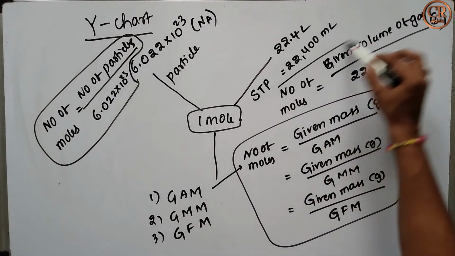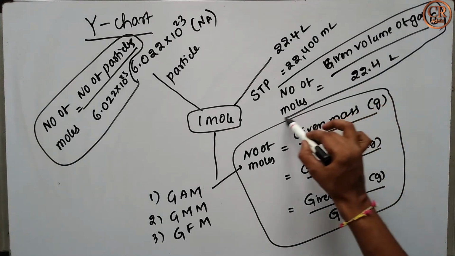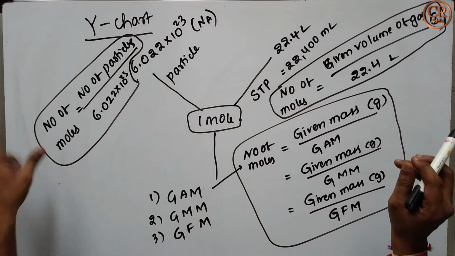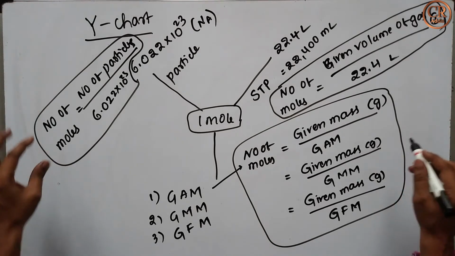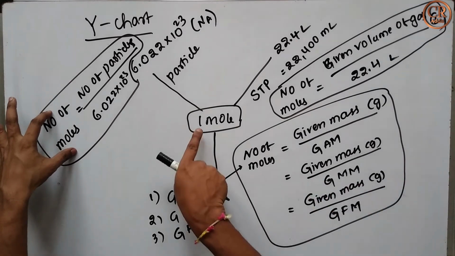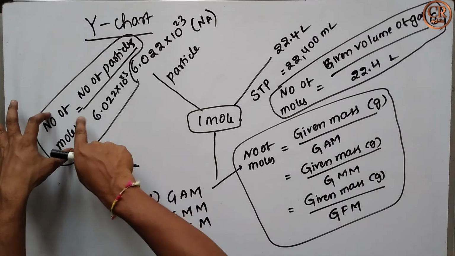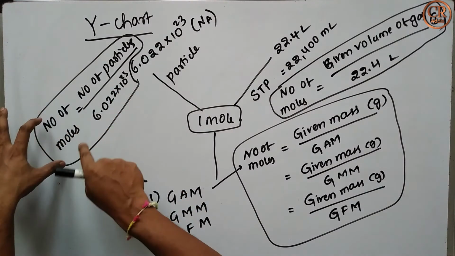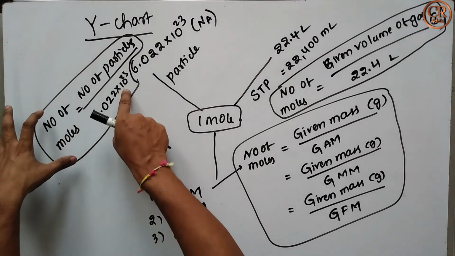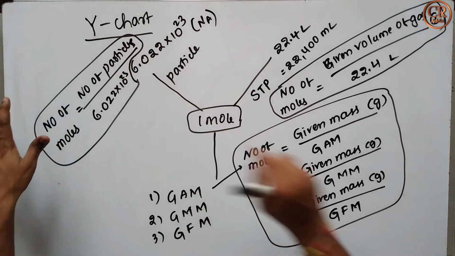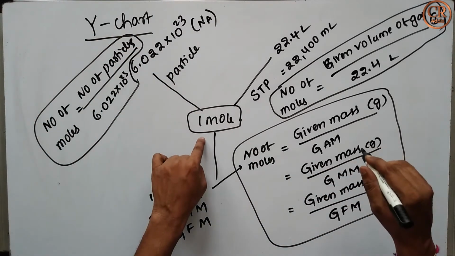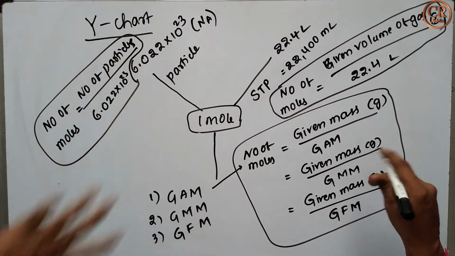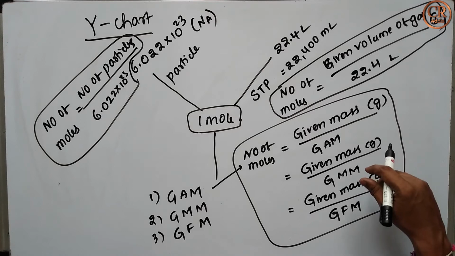This is relation between volume of gas occupied at STP, and this is relation between number of moles and number of particles given. See now here, if you take number of moles as 1 mole is equivalent to number of particles by Avogadro number. So now if you cross multiply it, you will get 6.022 into 10 power 23 equal to given number of particles. So that's the reason I written here 1 mole of anything has 6.022 into 10 power 23 particles.